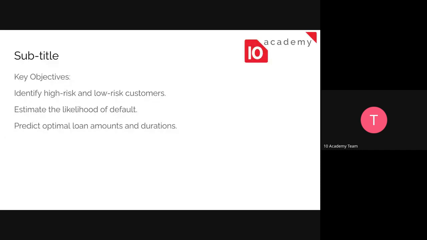When you think about credit risk and other things, what you need to think about is these things. Identifying high risk and low risk customers, and identifying the likelihood of default. Obviously, high risk means a higher likelihood of default, and low risk means a lower likelihood of default. You need to estimate how likely it is. And finally, not for this project, of course, you need to identify the optimal loan amount.